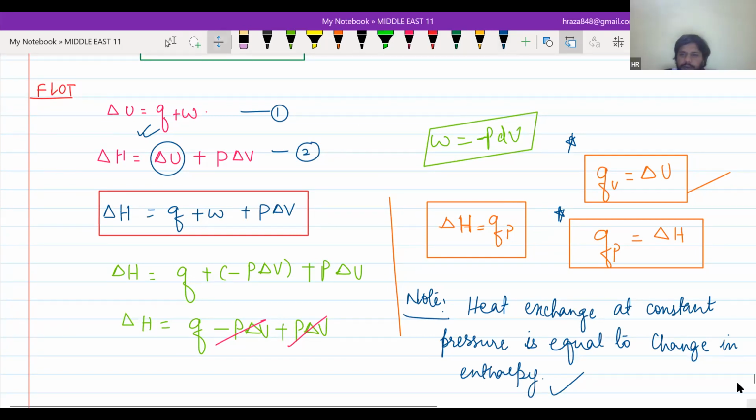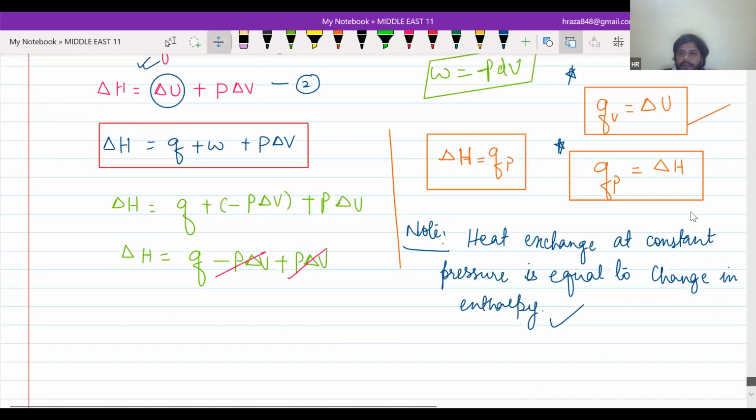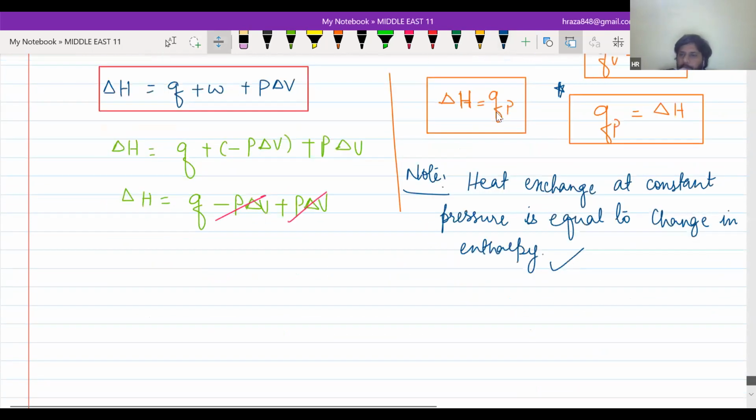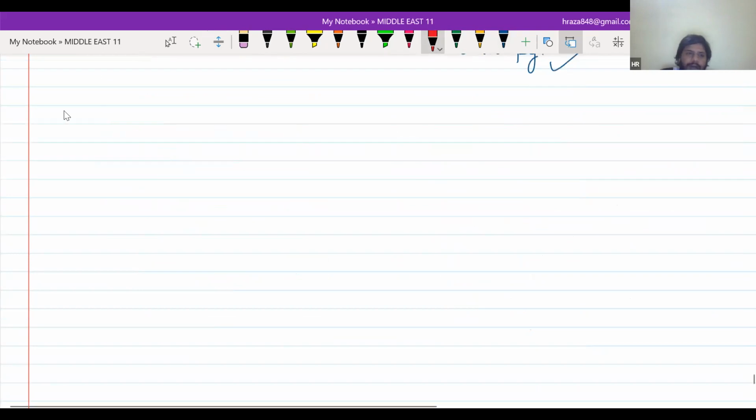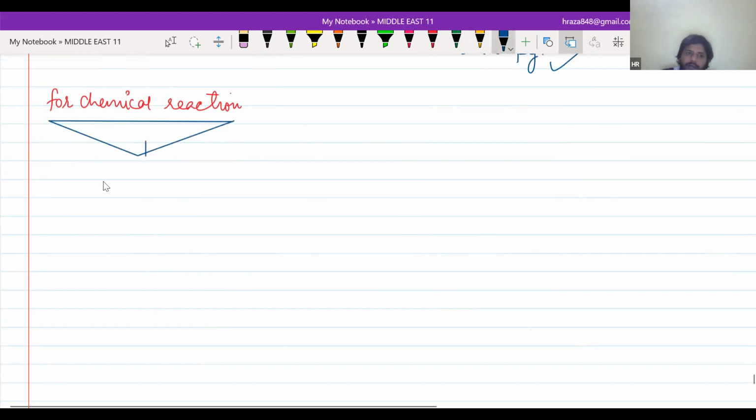Okay, moving to the next, we will have a lot of questions. First, we will complete the theory of enthalpy. Now see, for chemical reaction we will have another definition. You know that we will have another formula in terms of chemical reaction for numerical basis.